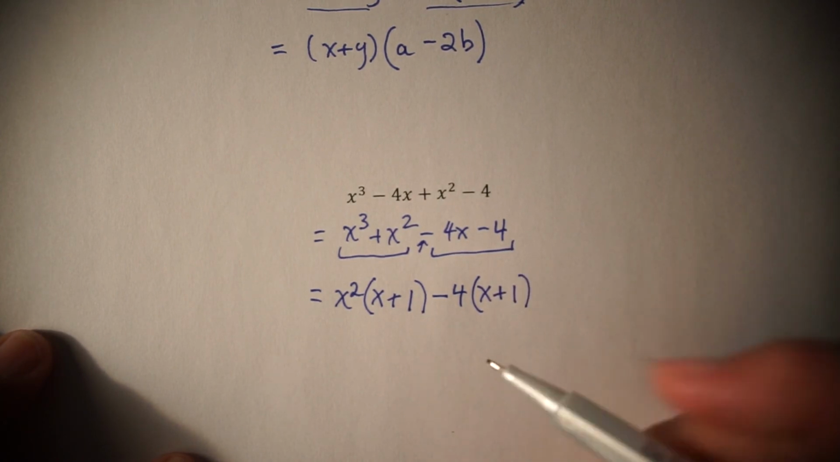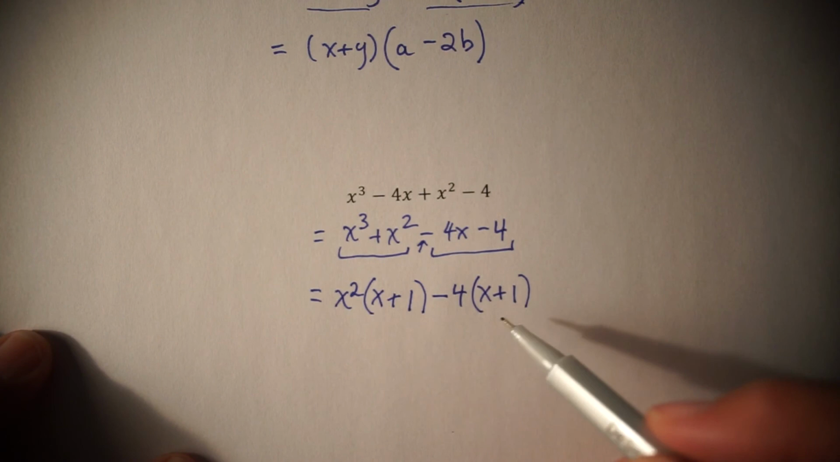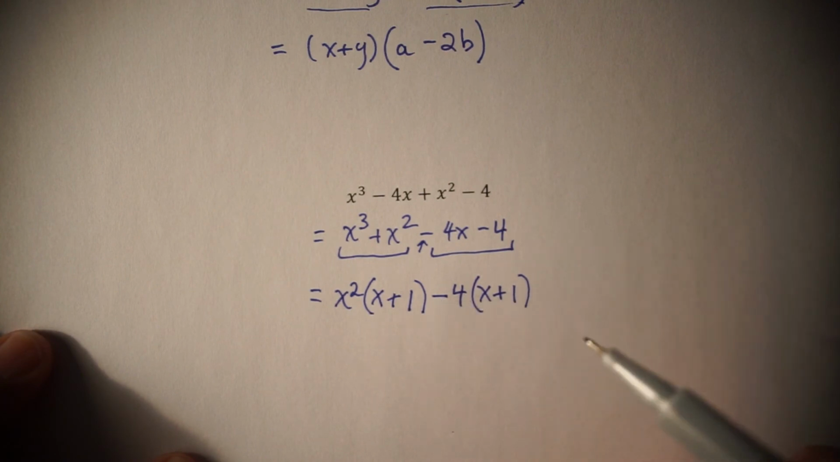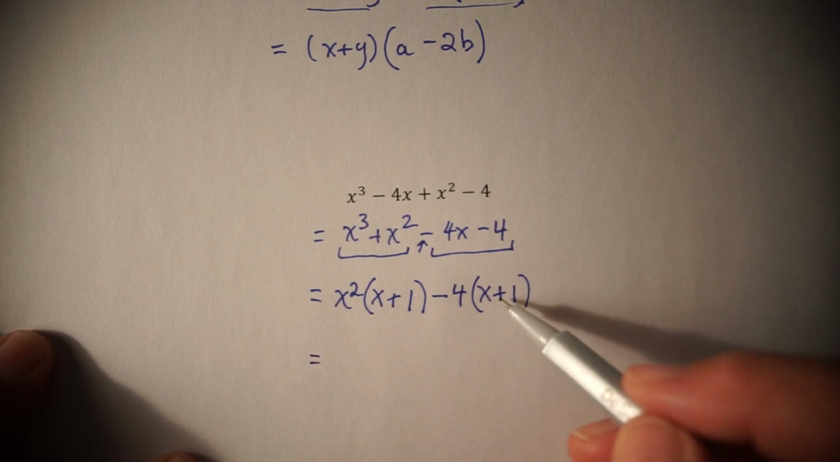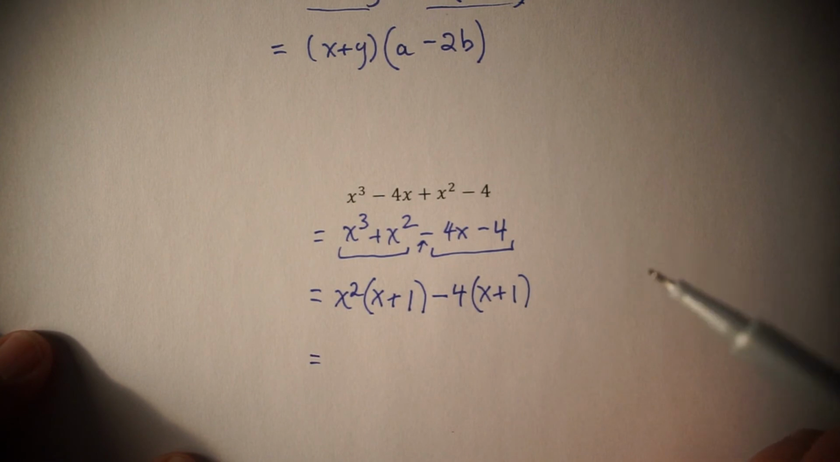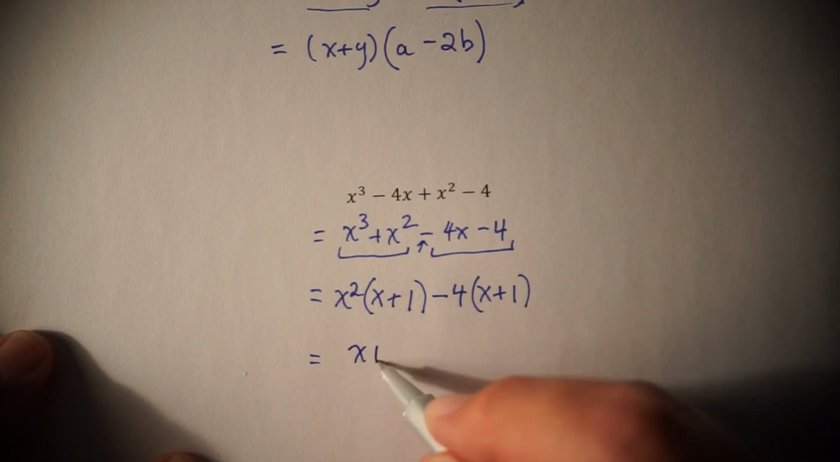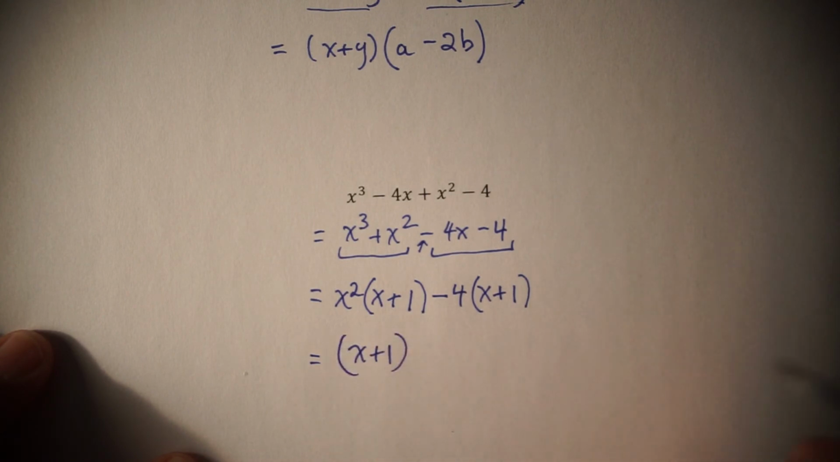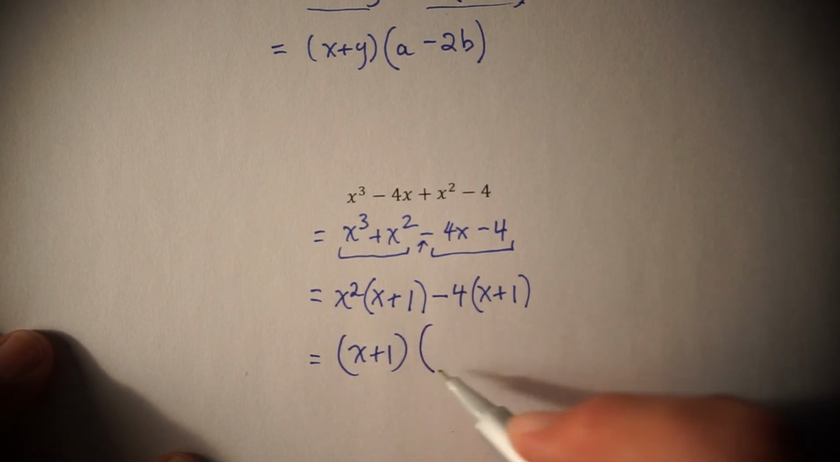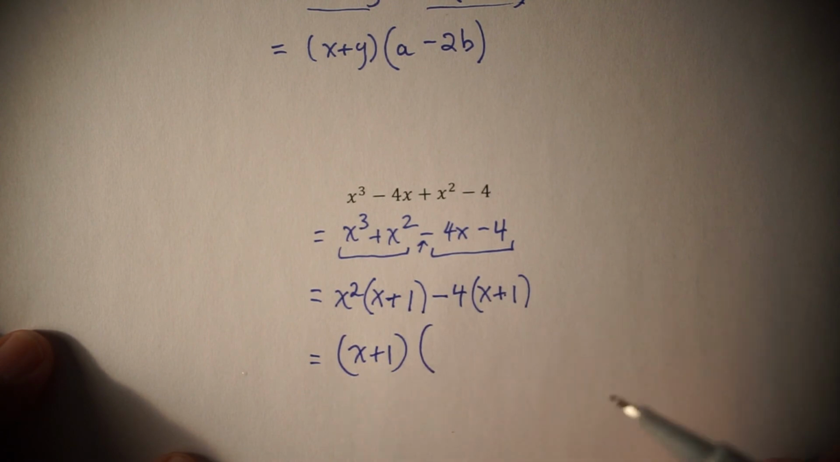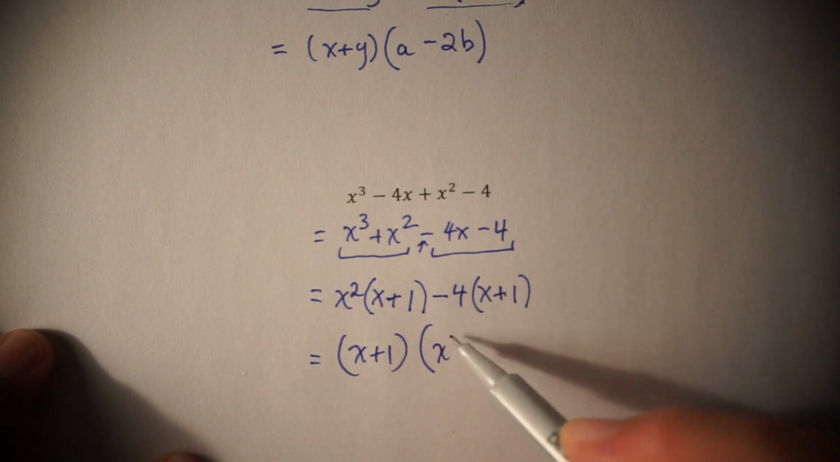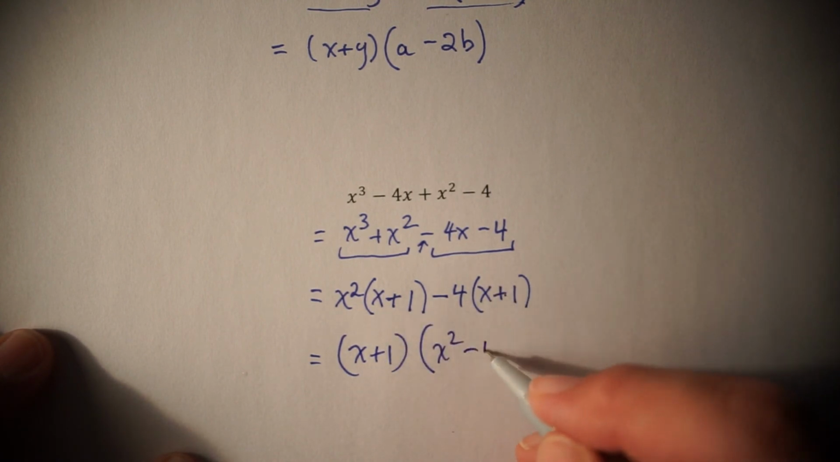We're not done yet because this is not factored. Although there are brackets, it's still not factored because of that minus sign. We have to say, okay, now I have two big terms. Is there something common to both? And I see indeed there is an x plus 1. Then I'm going to factor it out of both. So I'm dividing both of these by x plus 1, and I get x squared minus 4.